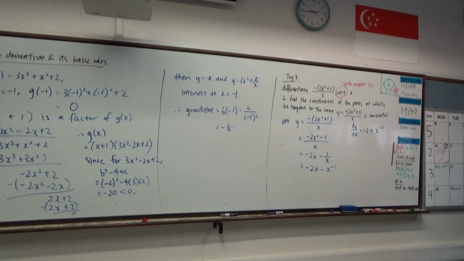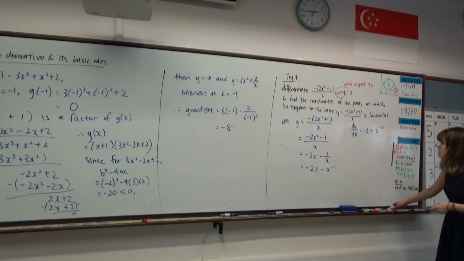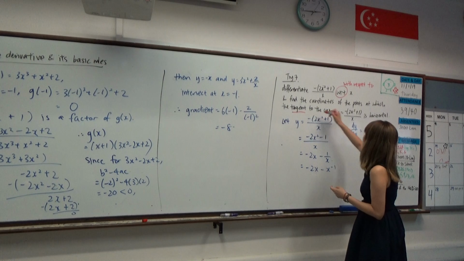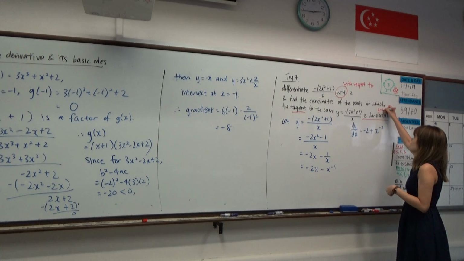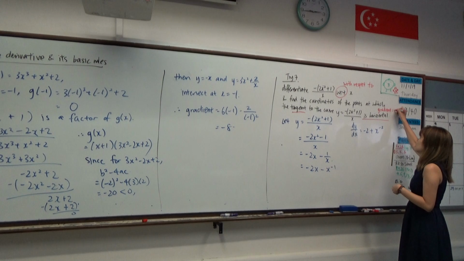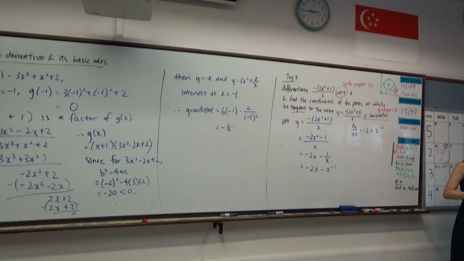Now we want to find the coordinates of the points at which the tangent to the curve is horizontal. How do we find them? What does it mean when we say that the tangent is horizontal? What kind of information can we derive out of this? The gradient will be 0, right?